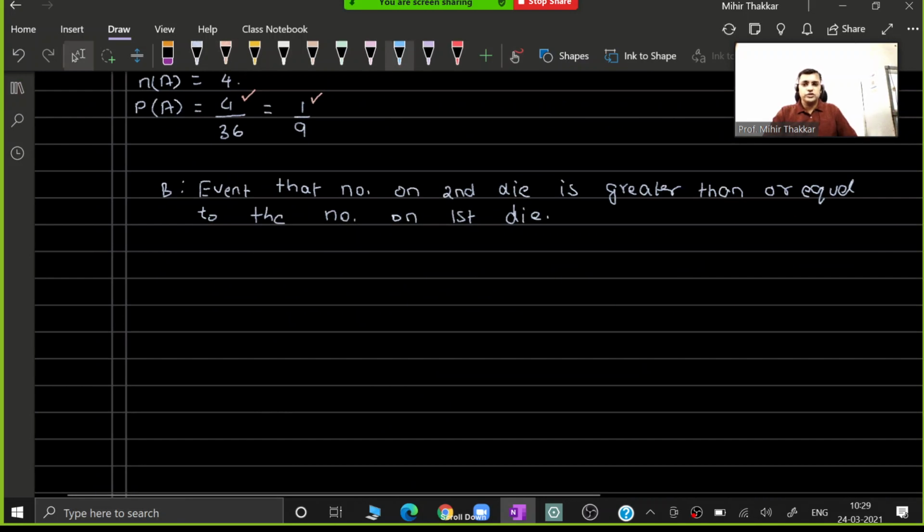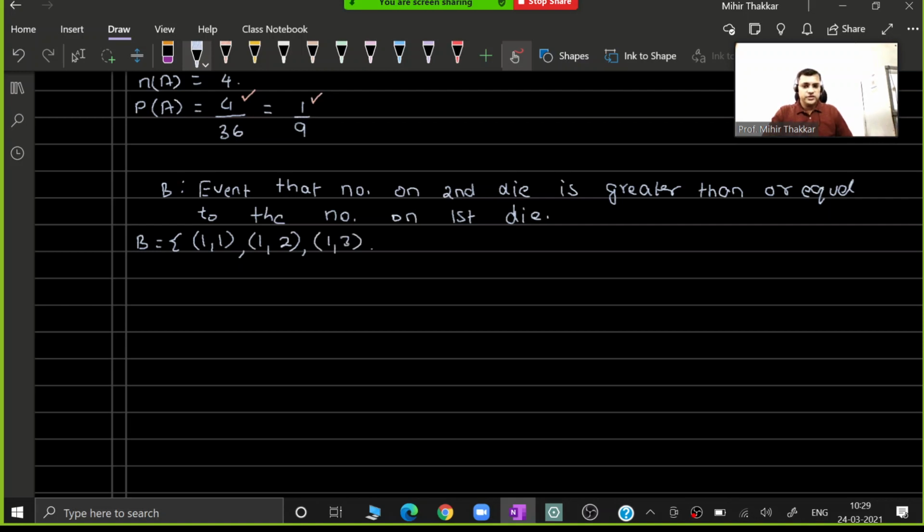This over here is going to be B equal to 1,1; 1,2; 1,3; 1,4; 1,5 and 1,6. We are done with the first row elements. Going to the second row elements, I should start with 2,2, because I want them to be equal also, so 2,2; 2,3; 2,4; 2,5 and 2,6. Done with the second row.